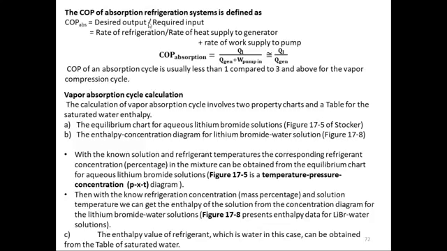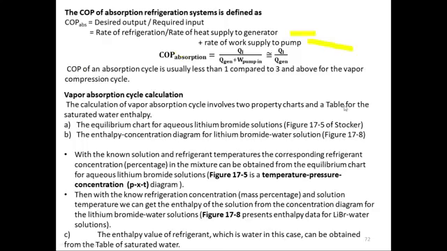The COP of an absorption refrigeration system is defined as COP is desired output over required input. So the desired output is the same as the rate of refrigeration required, and the input will be the heat supplied to the generator plus the rate of work supplied to the pump. So there are two types of energy which are required. One is going to the generator, which is the heat, and electrical energy to the pump. So these are the two components.